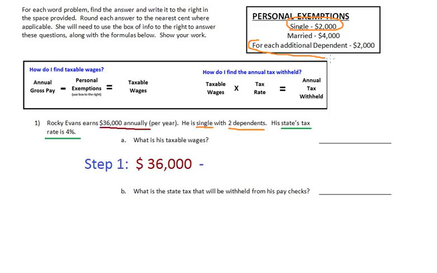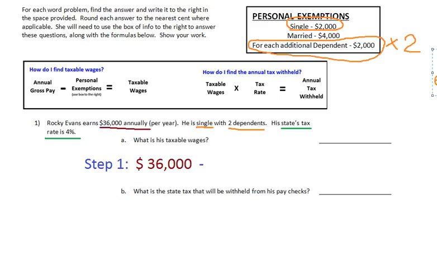Perhaps that's 2 kids. Perhaps that is a girlfriend. Perhaps it could even be his grandmother. Anybody can be a dependent if they're relying on you to pay the bills, and they don't have a job. They're not earning money. So there's 2 of them. So what we're going to do is multiply that times 2. All right? And what do we get? Well, some of you may have guessed it, $4,000.